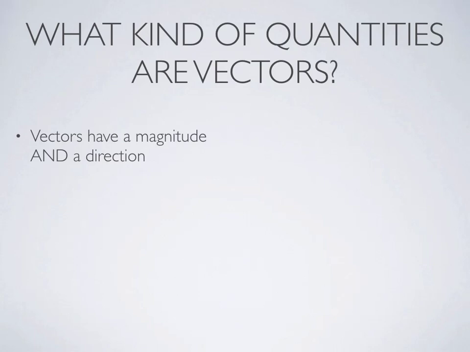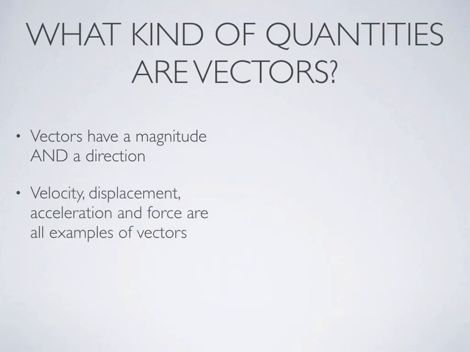They have only a size. So when dealing with vector quantities, you have to have some sort of mathematical technique to not only deal with the sizes, but also the directions of those vectors. Vectors, remember, were things like velocity, displacement, acceleration, and force. All of those were examples of vectors.